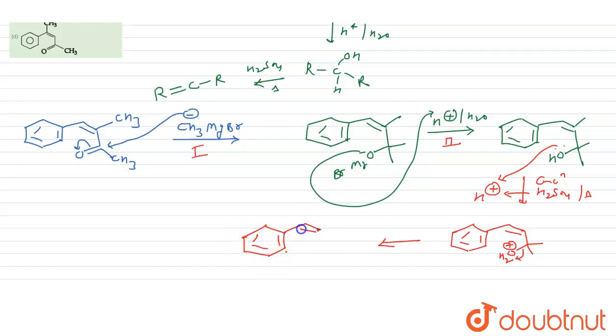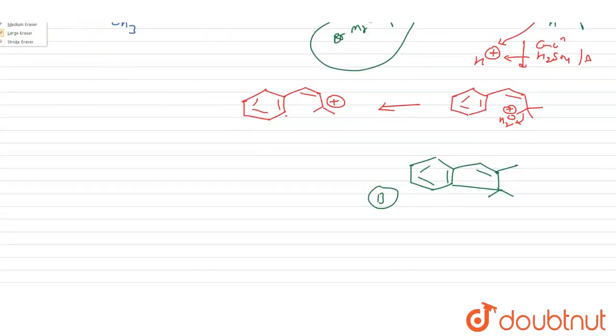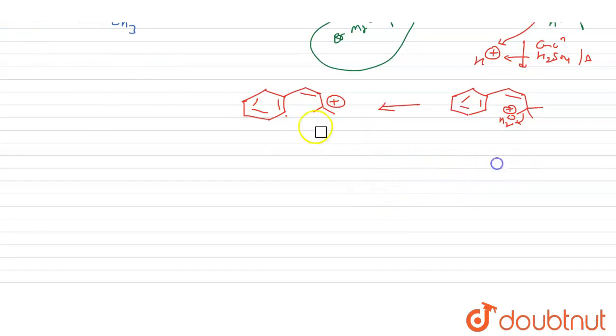So there is a formation of tertiary carbocation, and this carbocation is very stable because it is an allylic carbocation. So that means you can see here this is our product. So this must be our product.